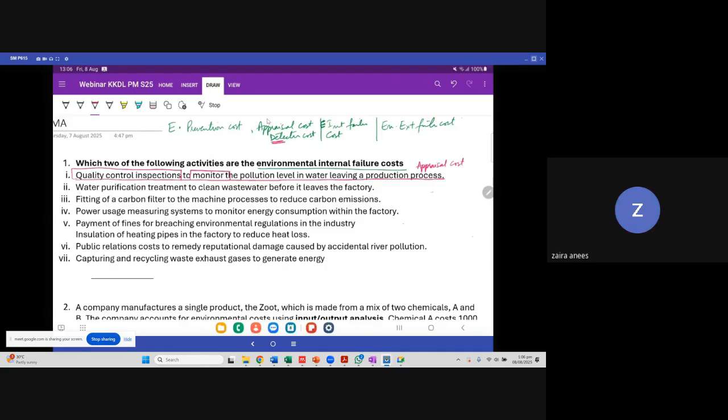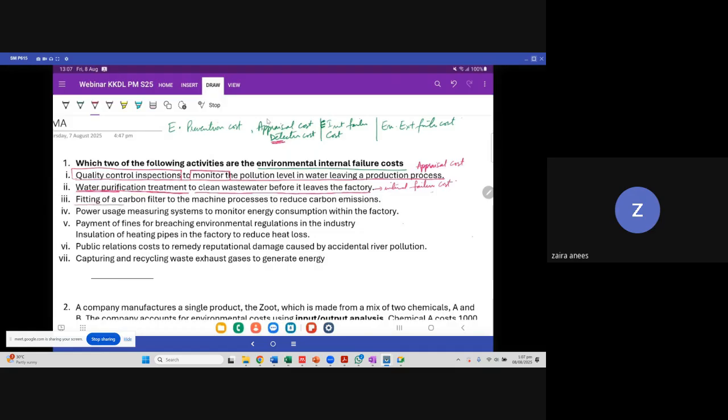Water purification treatment to clean wastewater before it leaves the factory. This is the internal failure cost. Why? Because you have produced the bad product, and now you want to purify it. If you are making any procedure which will help in preventing the production of wastewater, that will go under the prevention cost, right?